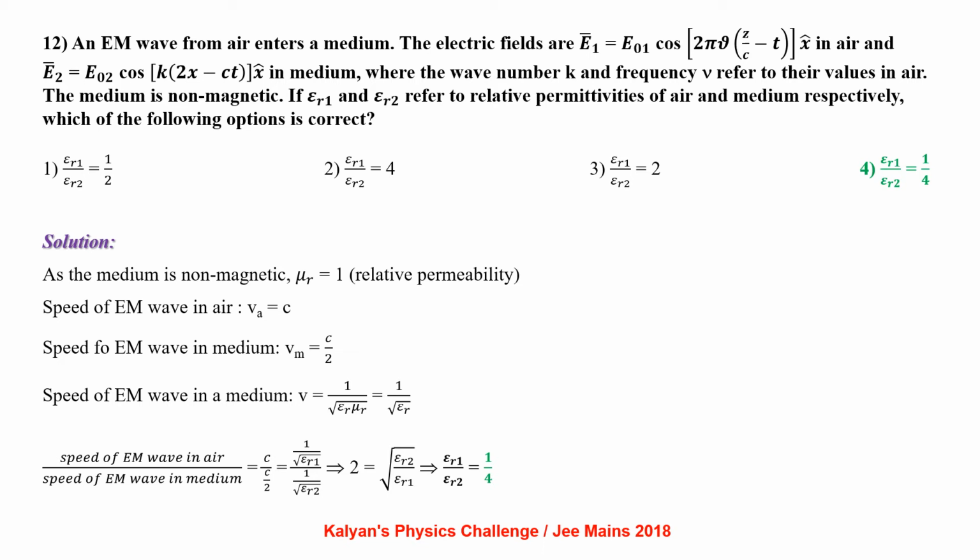As the medium is non-magnetic, mu r equal to 1. Speed of electromagnetic wave in air is c. Speed of electromagnetic wave in medium is c by 2 from the given equations. Speed of electromagnetic wave in a medium v equal to 1 by root of epsilon r mu r, that is root of epsilon r in this case because mu r is 1. So speed of electromagnetic wave in air by speed of electromagnetic wave in medium is c by c by 2, that is 2 equal to root of epsilon r2 by epsilon r1. So epsilon r1 by epsilon r2 equal to 1 by 4.